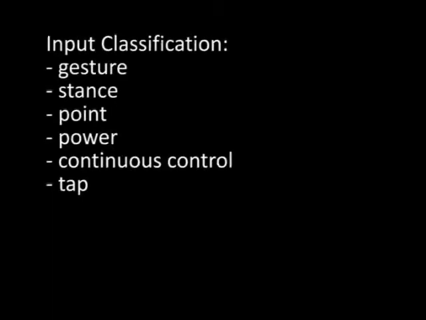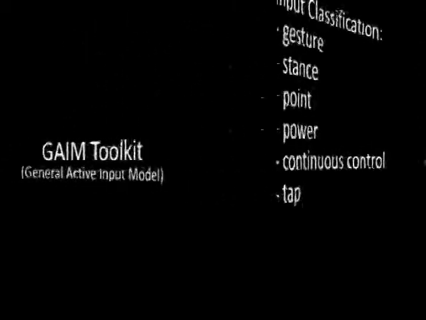Our synthesis and analysis of existing active games reveals 6 common forms of input interactions: gesture, stance, point, power, continuous control, and tap. This classification provides a better understanding of the interactions themselves. In addition to its theoretical use, our input classification is useful in the development of active games.